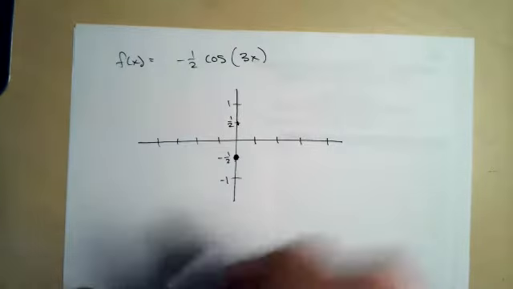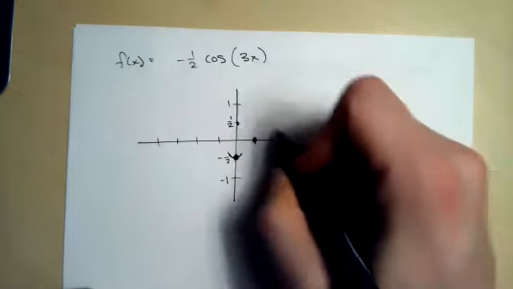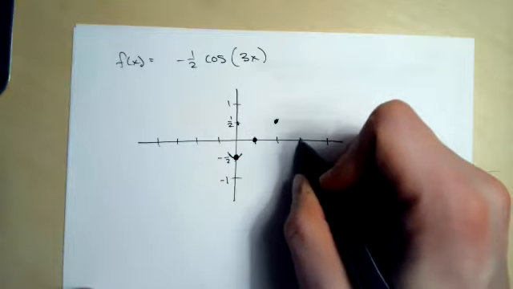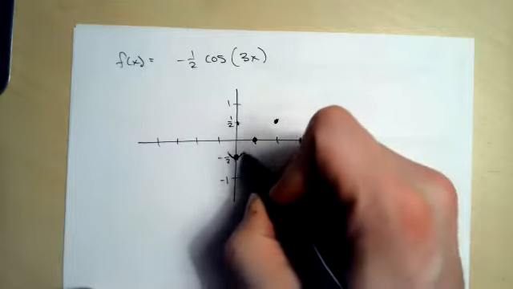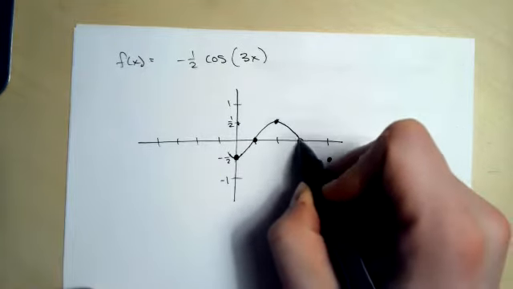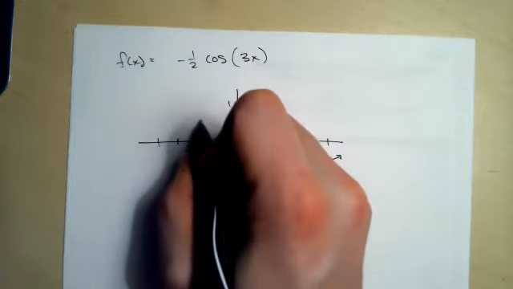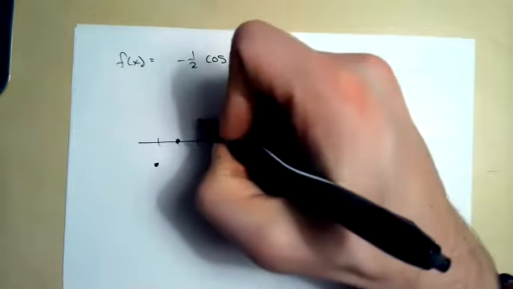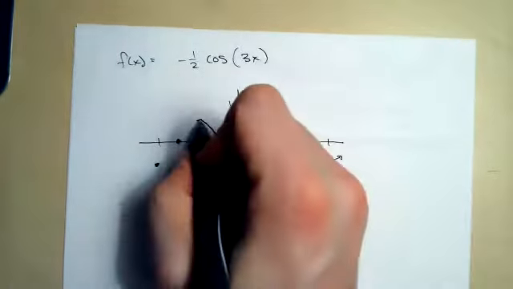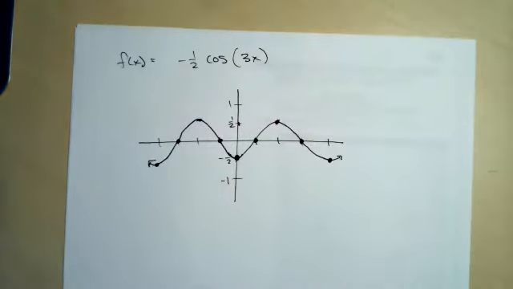Let's just go through the graphing process. That is a valley, so we're going to go up across the midline first, then up to a peak, midline, down to a valley. And let's go ahead and connect those. And then to the left, up to the midline, up to a peak, midline, and valley. So that's our cosine function.